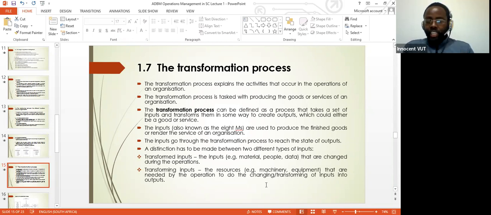Transformed inputs are changed during the operations process. And then the transforming inputs, they are used, right? They are used to do the changing of inputs into outputs. They are not changed. Raw materials are changed, so they are transformed inputs. And then when you talk of machinery, it is used to change the raw materials into outputs. So it's a transforming input. So you need to know the difference between transformed inputs and transforming inputs.